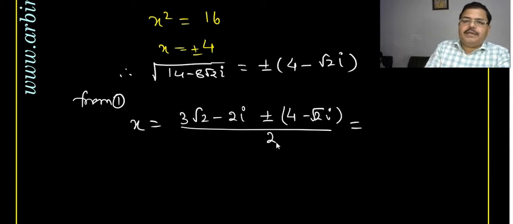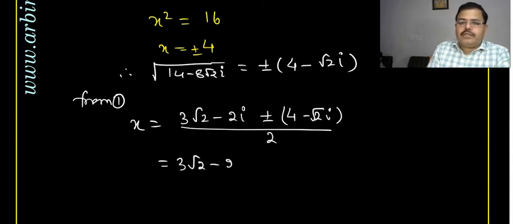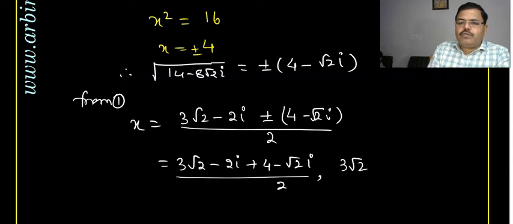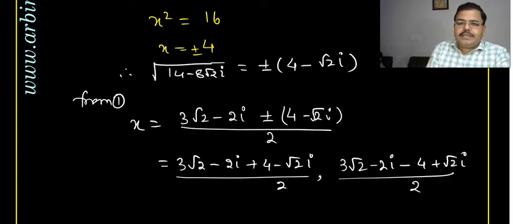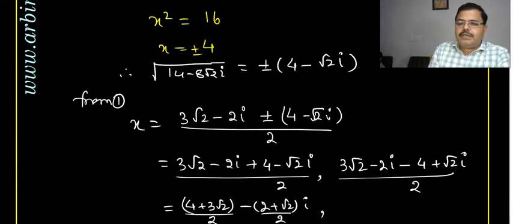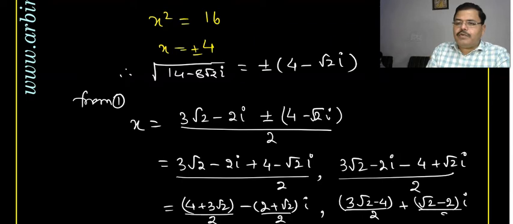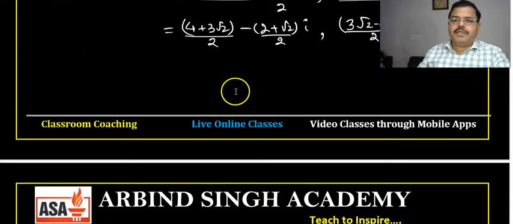So that will come up like there are two values. One is, say, 3 root 2 minus 2 iota plus 4 minus root 2 iota divided by 2, while the other value is 3 root 2 minus 2 iota minus 4 plus root 2 iota divided by 2. So in that case, that would be 4 plus 3 root 2 and minus 2 plus root 2 divided by 2. And another one is 3 root 2 minus 4 upon 2. This is the real part. And plus root 2 minus 2 iota upon 2. These are the two values which we can obtain from this equation.